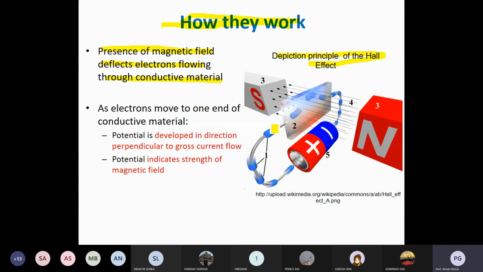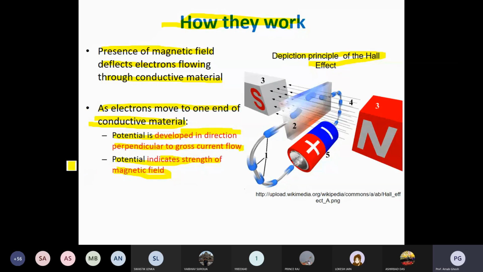As the electrons move in the conductive material, a potential is developed in the direction perpendicular to the current flow. So the potential indicates the strength of the magnetic field. You can understand why this effect of the potential is important, how it is implemented and how it works, and as you get the potential, you are able to measure that value. Then, applications: in my last lesson I told you about some applications of Hall effect sensors.